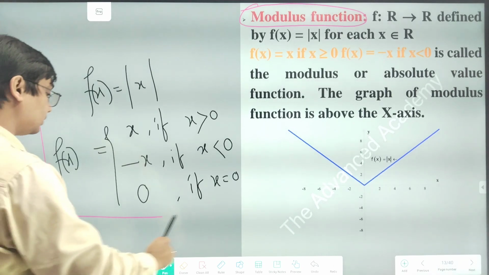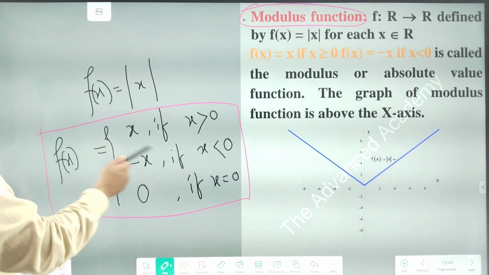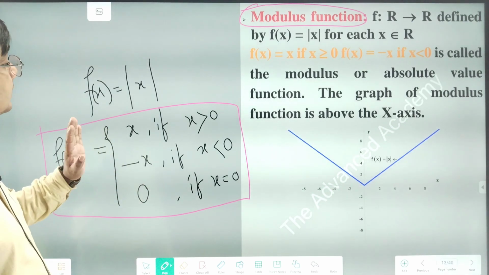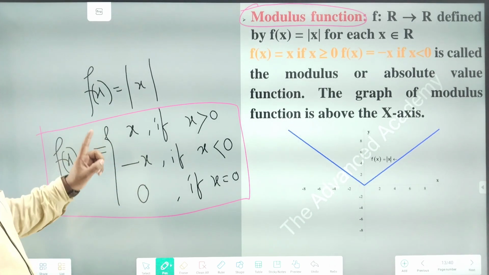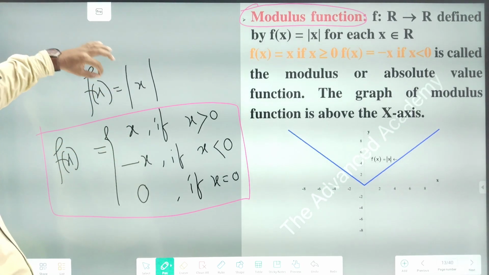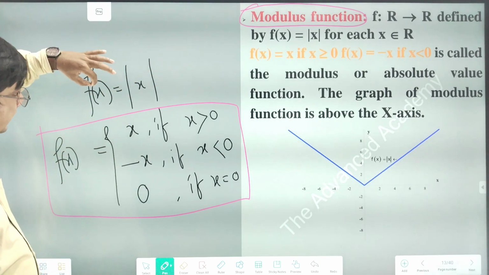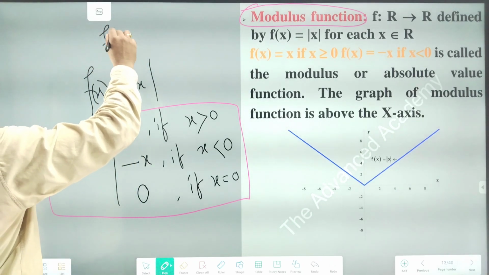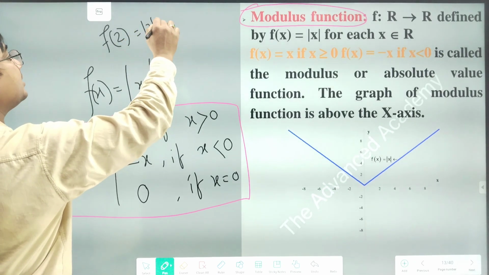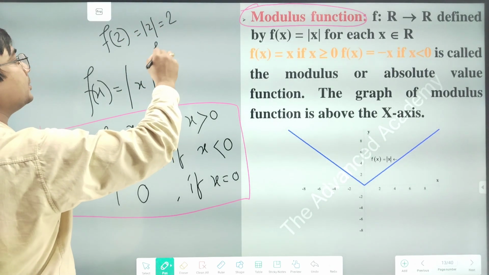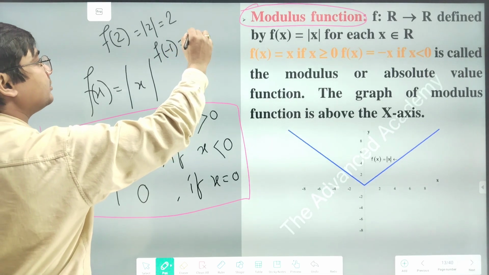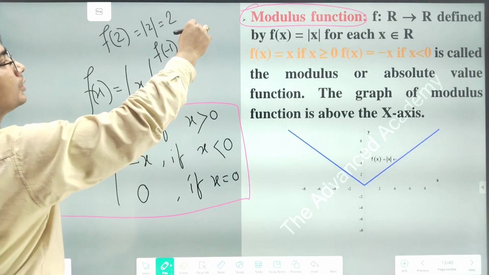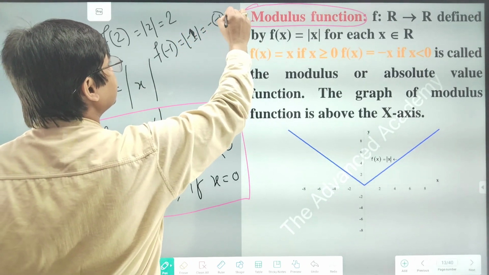Yes, this is the property of modulus. So this special type of function is called the modulus function. You just have to remember this. A function which gives the modulus: if we put in x, it will give mod x. For example, if we put in 2, it will give mod of 2, and we know mod of 2 is 2. If we put in minus 1, it will give mod of minus 1, which is minus of minus 1, that is 1.